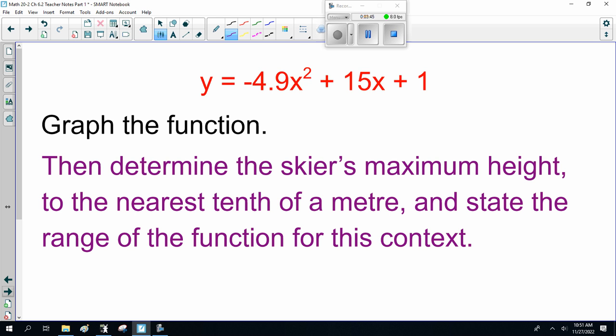So, I'm going to pause the recording. I want you guys to graph this. We'll come back and compare results, okay? So, graph it, find maximum height, and state the range, the y values. All right?